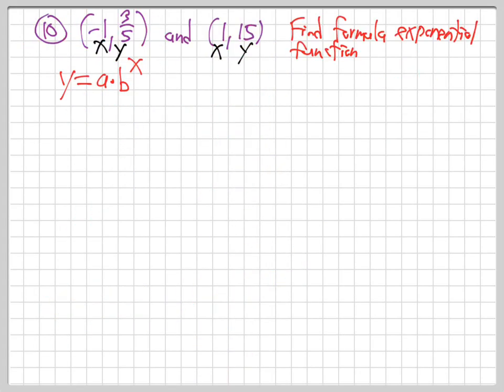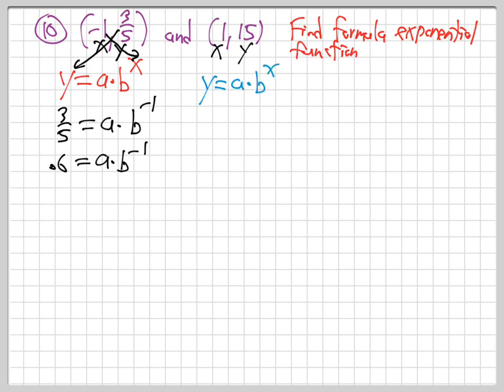Let's plug it in. So the x, the -1, goes right there. The 3/5 goes right there. I'm going to take that 3/5 and make it a decimal. If you take 3 divided by 5 in your calculator, it's 0.6. So a times b to the negative 1. All right, let's just leave that for a moment. Let's go over and do the other one. So in the other one, same formula, a times b to the x.